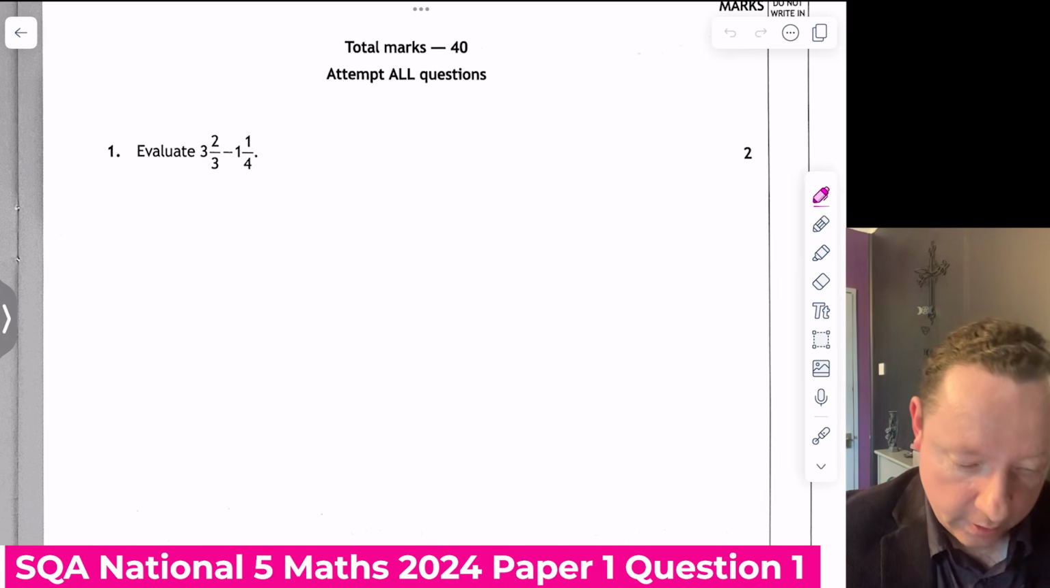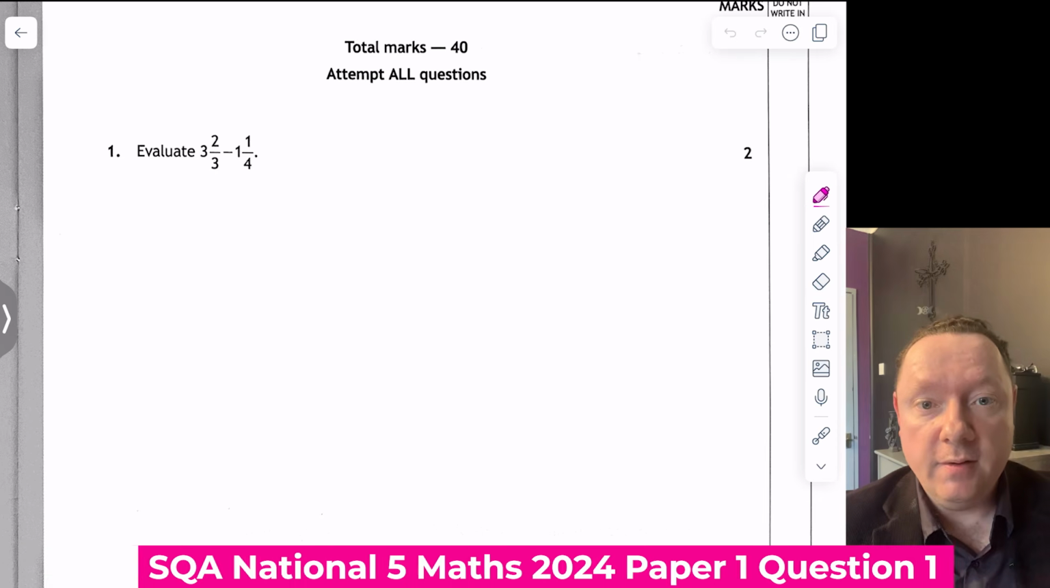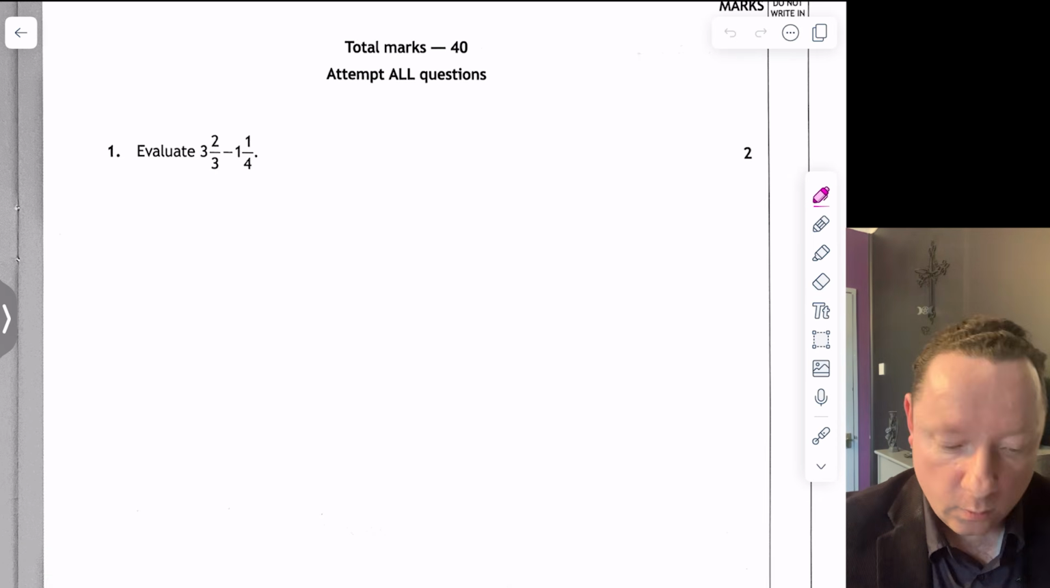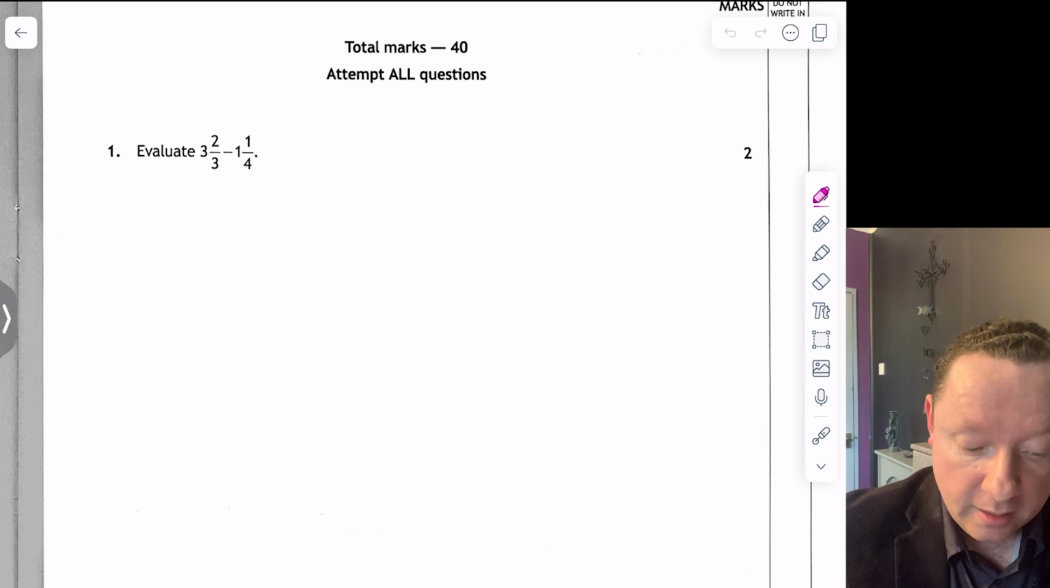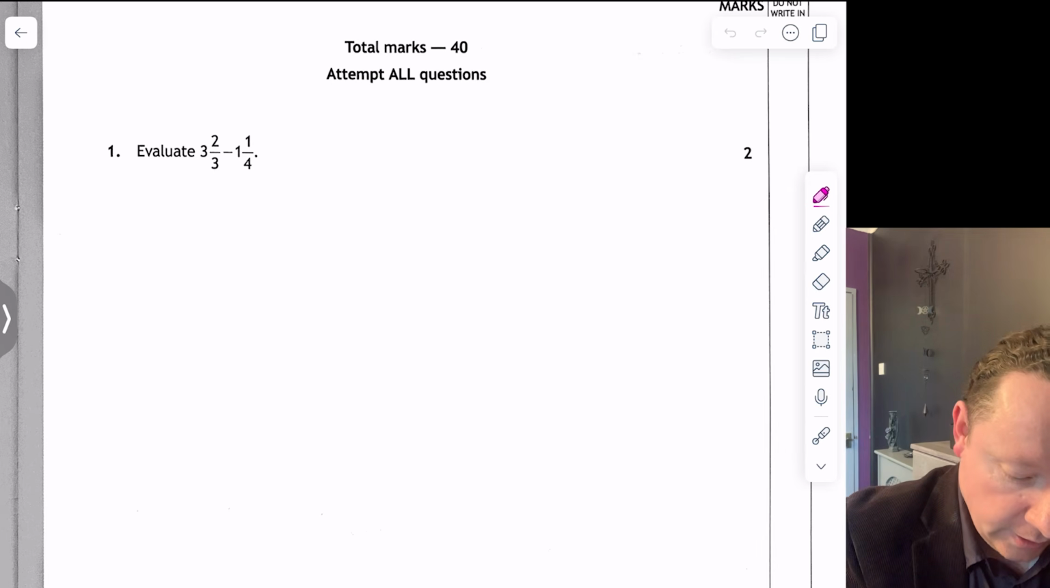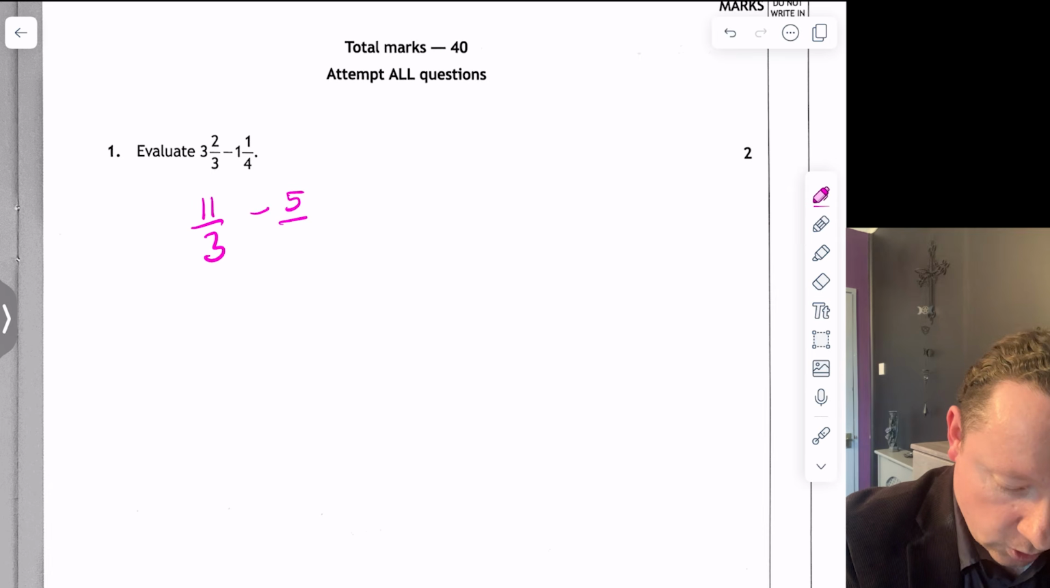So question 1. Evaluate 3.5 minus 1 1/4. Two ways to do this. You could take away the numbers and the fractions, but I'm just going to do it the way most people would do it, which is to make a fraction. So I'll do 3 threes is 9, 10, 11. So that's 11 thirds. 1 fours is 4 plus 1 is 5, so minus 5 quarters.